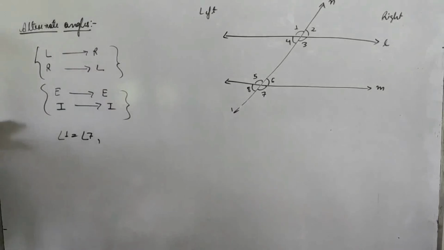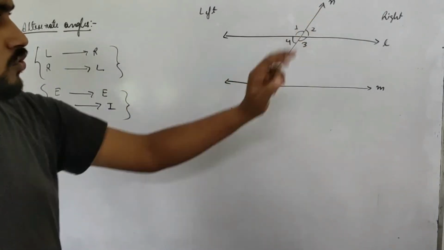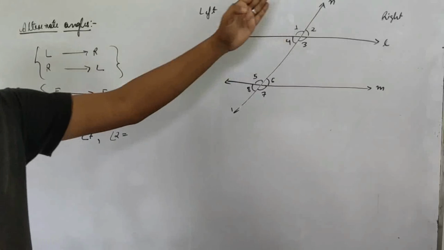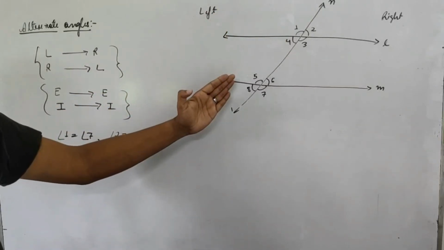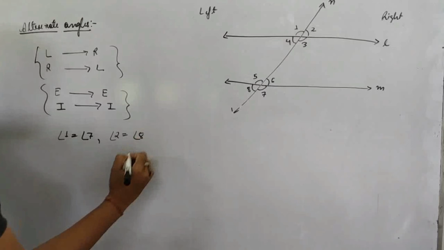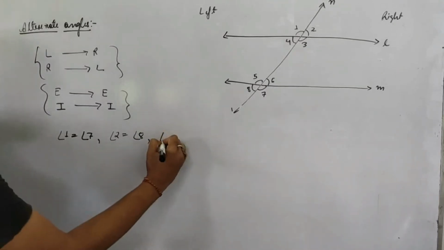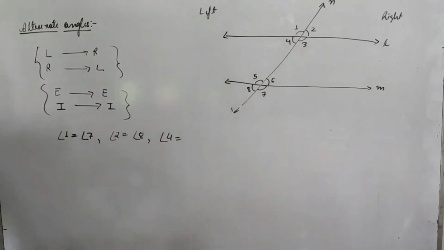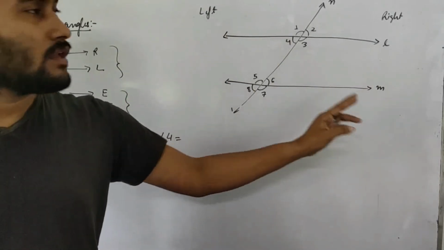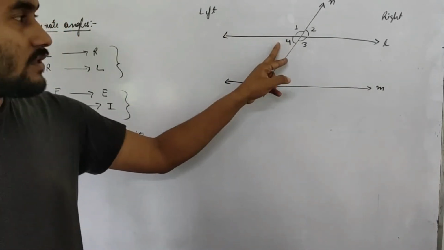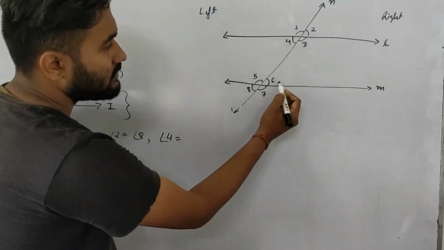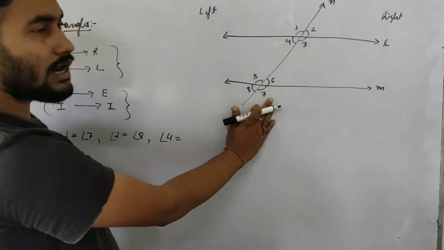That means for angle 1, it will be angle 7. For angle 2, now angle 2 is on the right side, so you see the left side. What is the exterior angle? Angle 8. Okay, angle 8. Next, if I say about angle 4, what will be? Now angle 4 is on the left side, so you see the right side. Angle 4 is interior. So which is the interior angle on the right side? 6, isn't it? 7 you can't take.